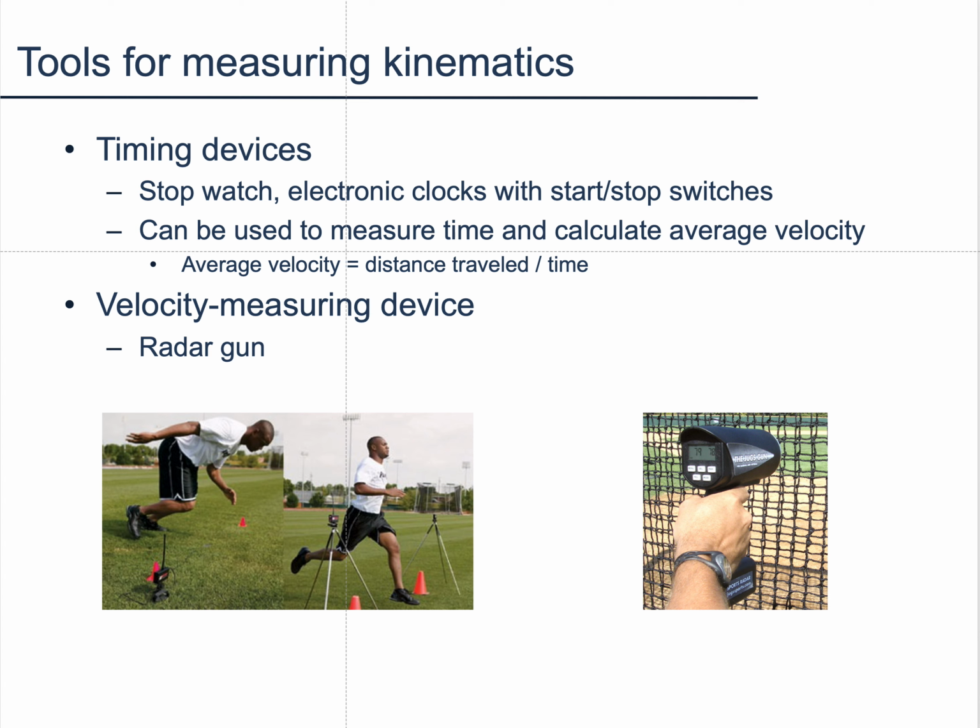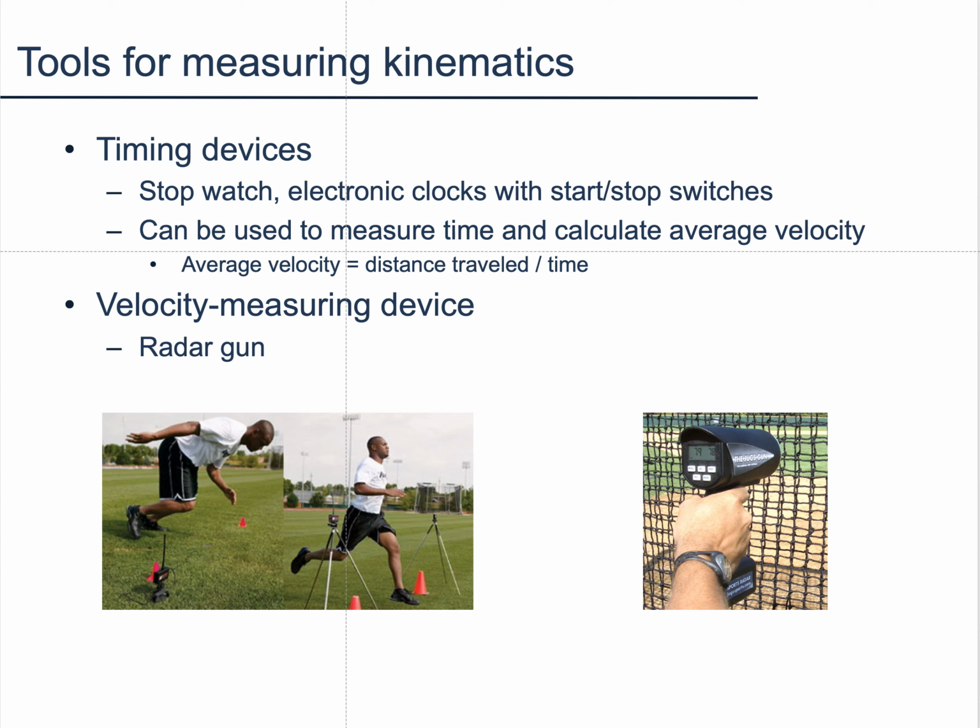Many types of tools are used to capture kinematics. Something as simple as a stopwatch or electronic clock that records start and stop can be considered an instrumentation to measure the time it takes for the subject to complete the task. The time data can be used to calculate average velocity.